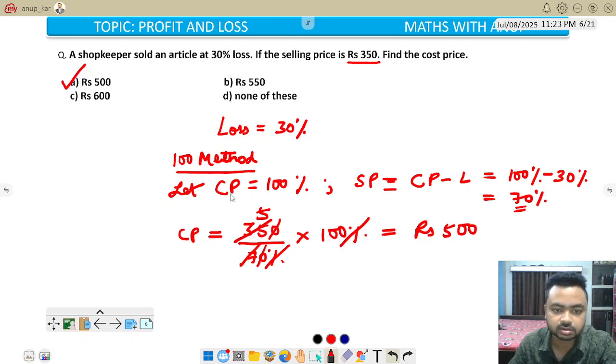So we will consider the cost price to be 100%, then selling price is equal to cost price minus loss percentage, so it will come out to be 70%. So what is being given? Given is 350. So this 350 is equivalent to this 70%. And what is being asked to find out? We have been asked to find out the cost price, so we multiply with 100% because we considered the cost price as 100%. Okay, let's proceed further.